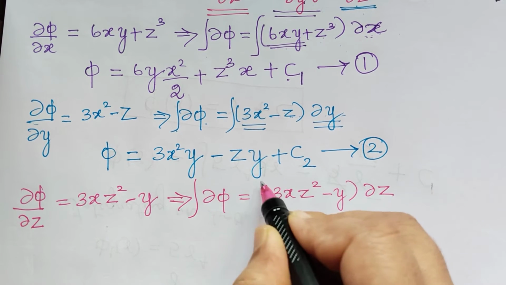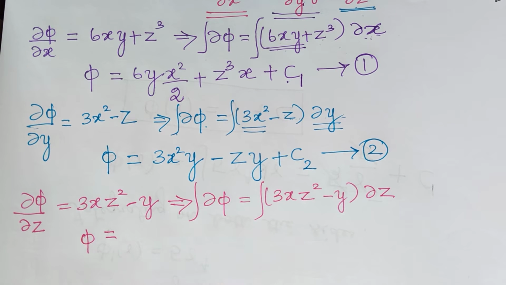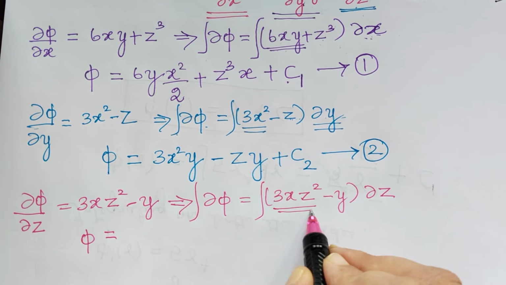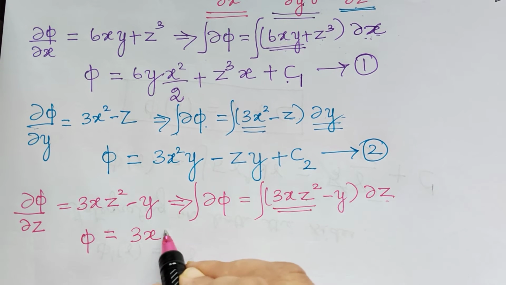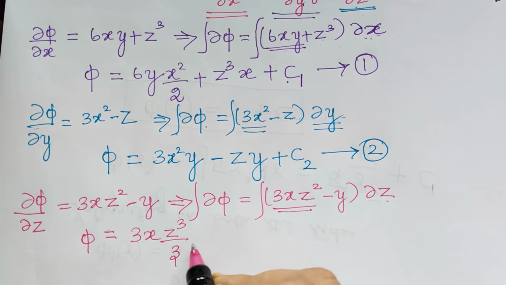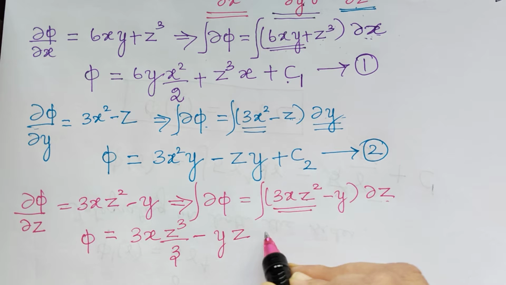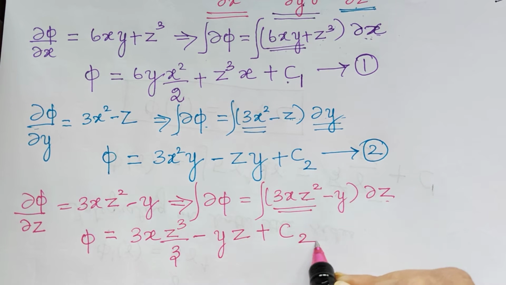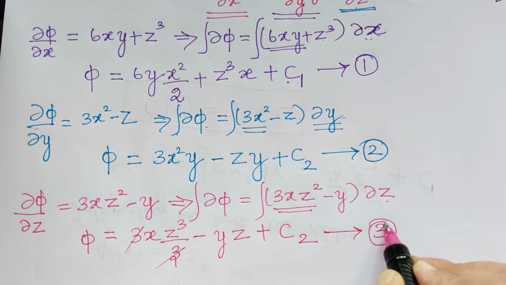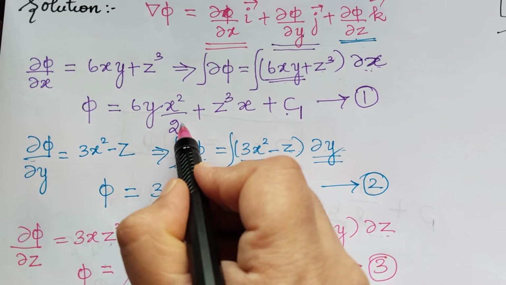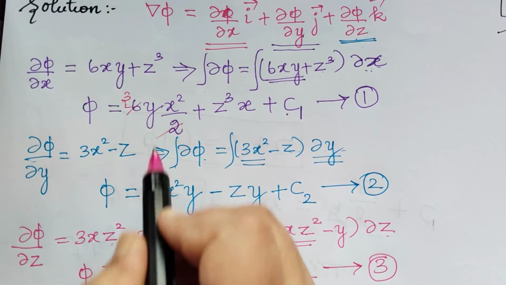Now integrating on both the sides, the integral ∂φ will be phi, and that will be equal to, what is the integral of 3xz square with respect to z? It will be 3x, and the integral of z squared is z cube by 3, minus, now y ∂z, so the integral will be yz, plus a constant of integration c3. So here 3 and 3 get cancelled, and this can be marked as equation 3, and here also the 3 is getting cancelled. So remember, this is 3yx square.